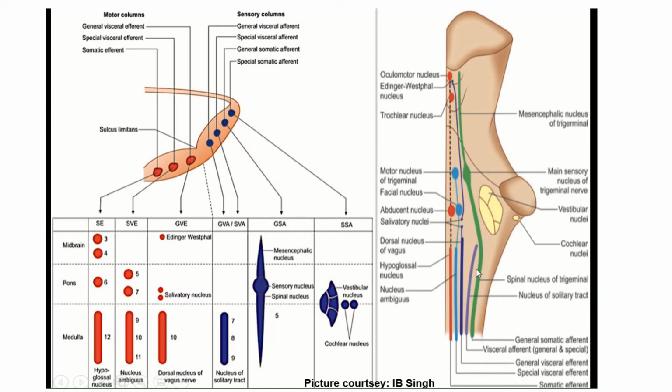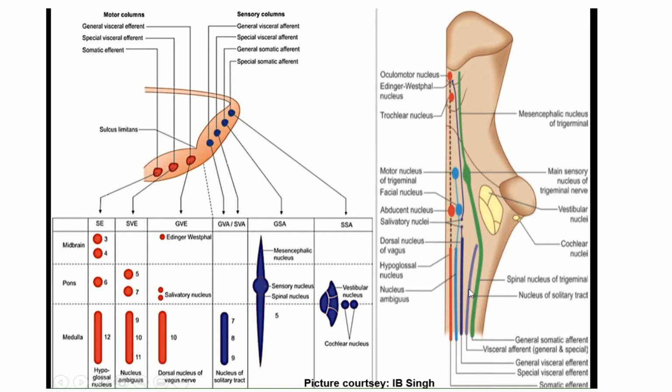Coming to the sensory columns. The next two columns, that is the general visceral afferent and the special visceral afferent, will be considered together as they are represented by a single nucleus, that is the nucleus of tractus solitarius. This nucleus forms an elongated column and extends into both the open and closed part of the medulla. The upper part of the nucleus is concerned with the taste sensation, whereas the lower part of the nucleus receives the general sensations from the vagus and the glossopharyngeal nerve.